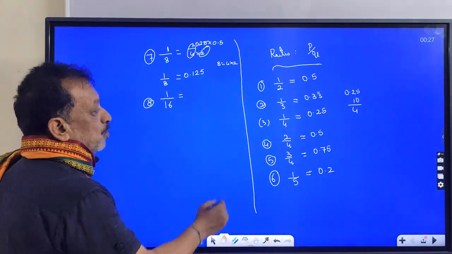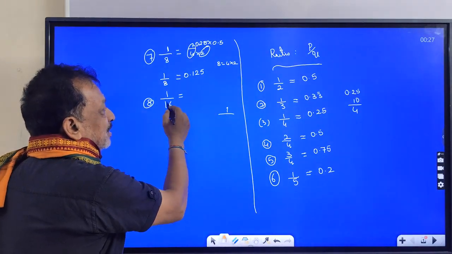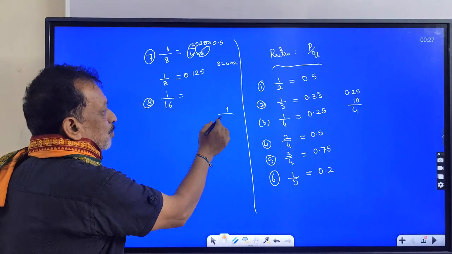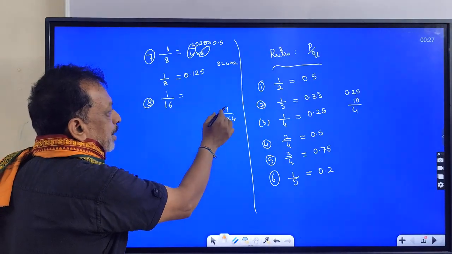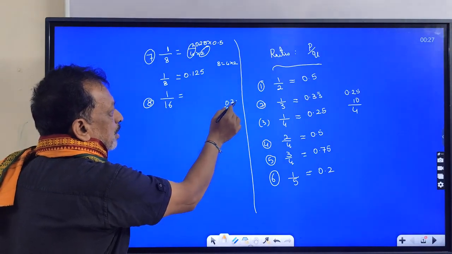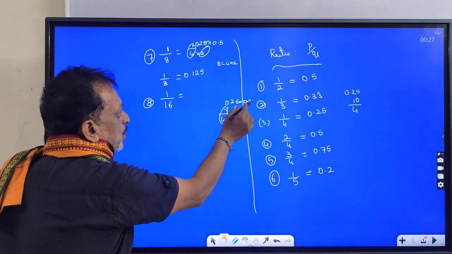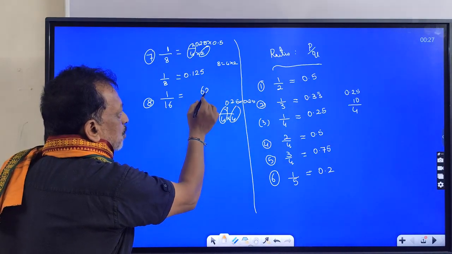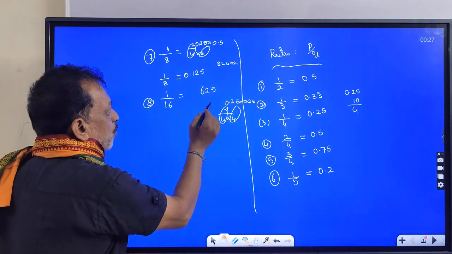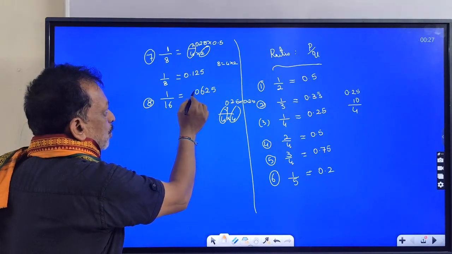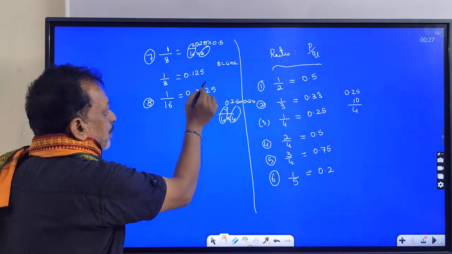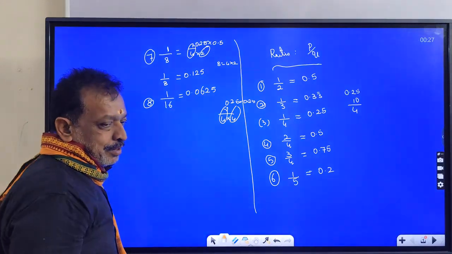1 by 16, how to write? Again, no need. 4 fours are 16. So 1 by 4 is 0.25 and again 1 by 4 is 0.25. So 25 squared is 625. How many decimals? 4 are there: 1 2 3 4 decimals. But this value will not be there in the exam answer.